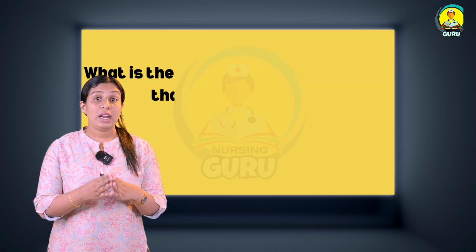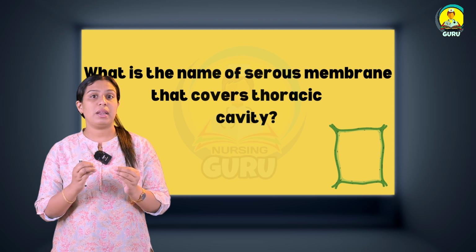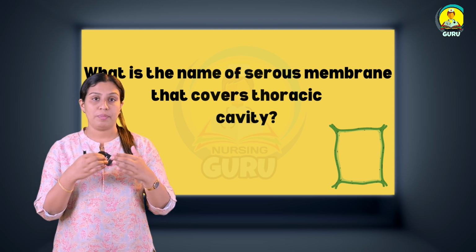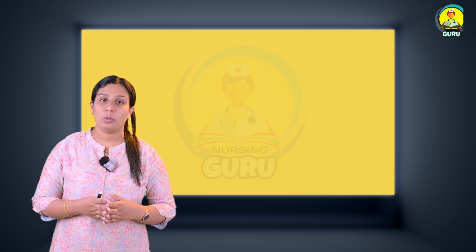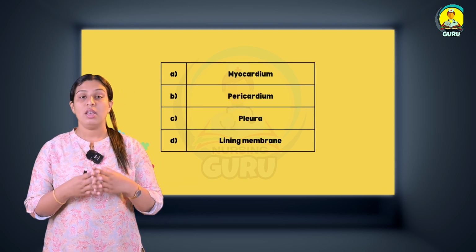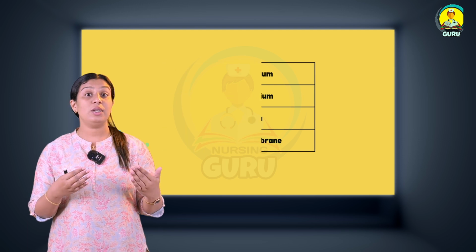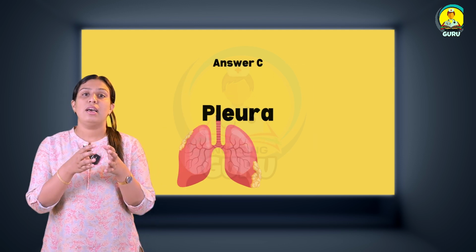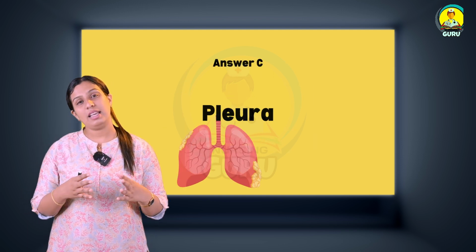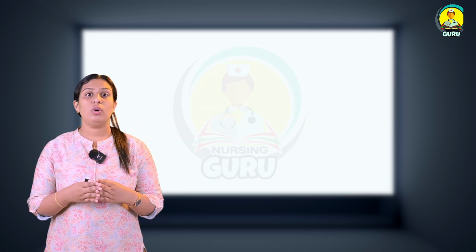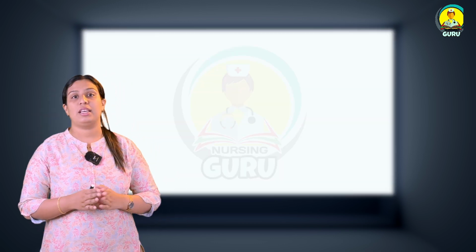Next question, what is the name of the serous membrane that covers the thoracic cavity? So you should find the name. Okay, we can check the 4 options. First option is myocardium, second option pericardium, third one is pleura, and the last one is lining membrane. Here the right answer is option C, meaning pleura. Okay, we can move to the next question.